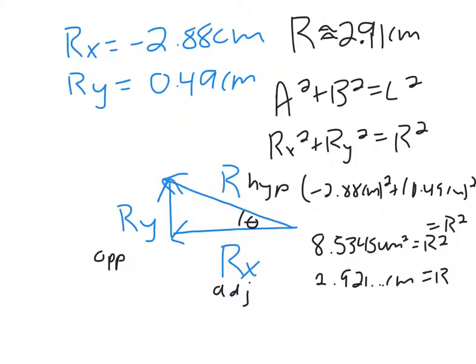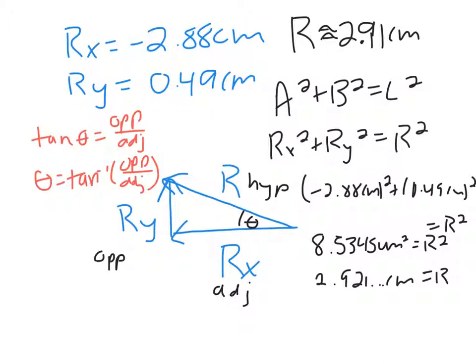The last thing we need to do is figure out theta, the direction of r. We know that it's pointing to the left and up, so the direction will be north of west. All now you have to do is find theta. If you store these numbers in your calculator as x and y, you have the opposite, you have the adjacent. The trig function you would want to use relating opposite and adjacent is tan. So tan theta equals opposite over adjacent. Looking for the angle, theta equals the inverse tan of opposite over adjacent.